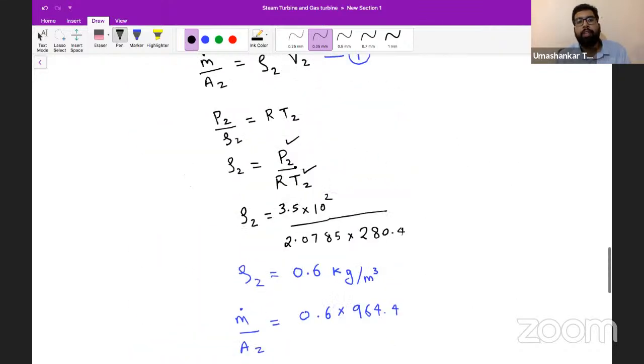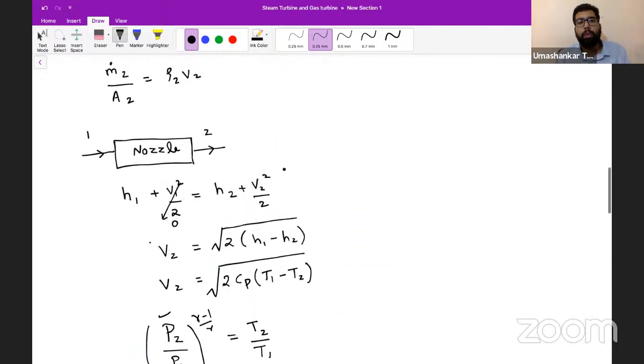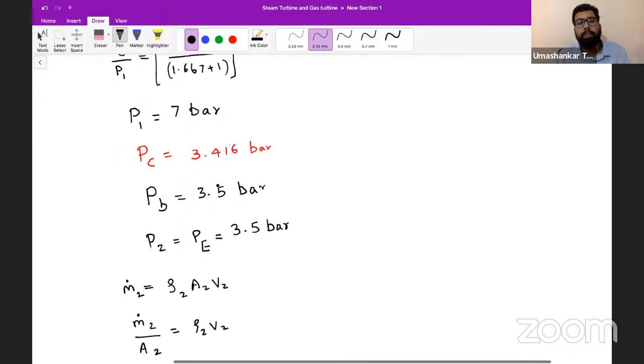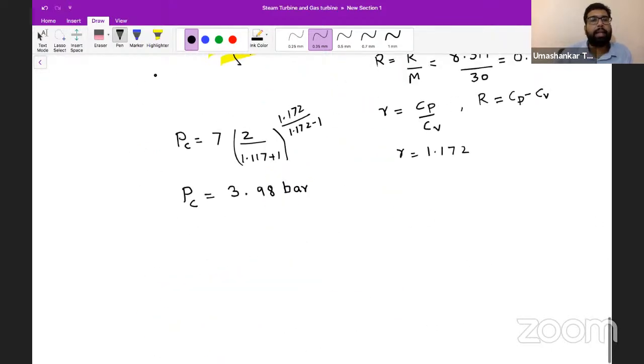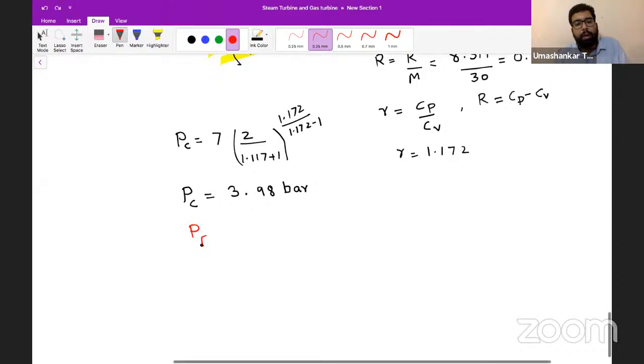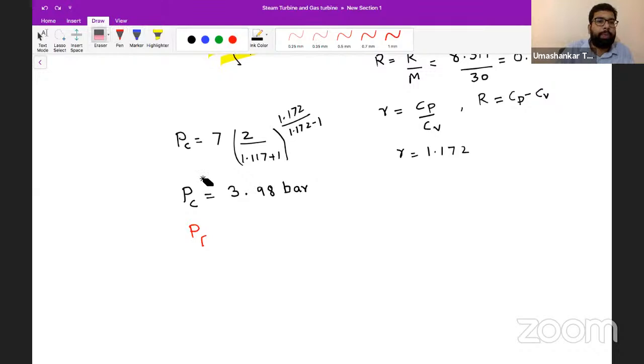In the first case, what was happening? The PC was 3.416 and the PB was 3.5 bar. In this second case, our PC is 3.98 bar and our PE or PB is given to be 3.5 bar.